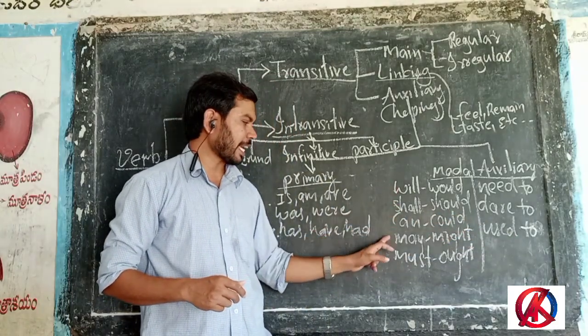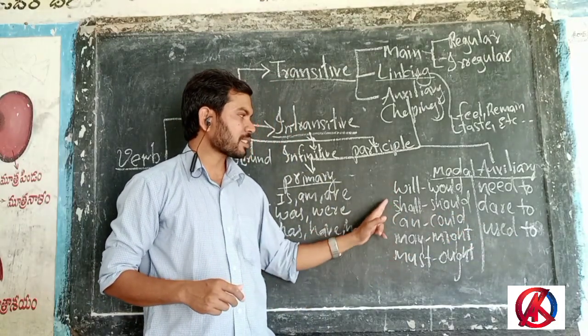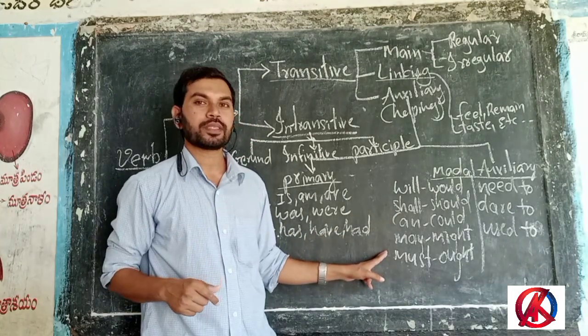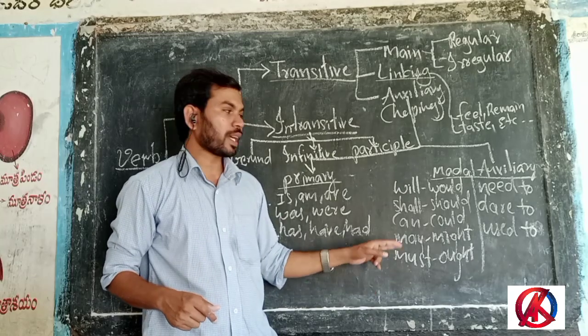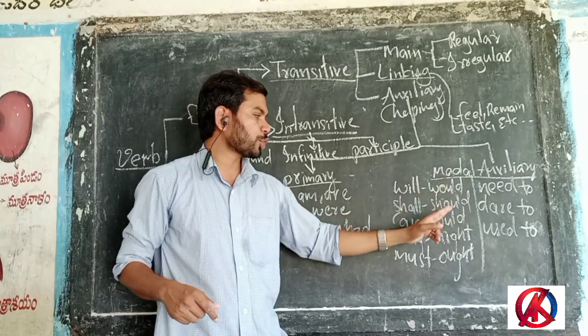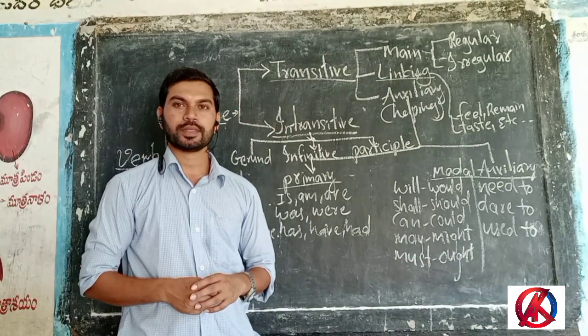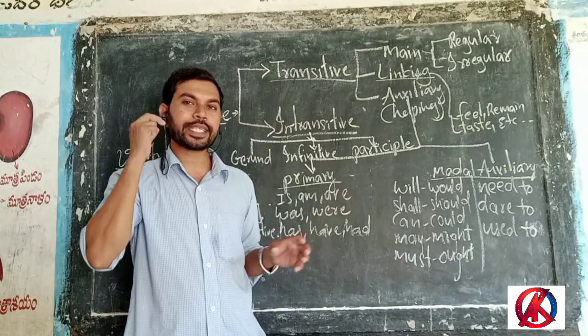Here will, shall, can, may, must are V1 forms. It is a present form. For these, the past forms are would, should, could, might and ought. This is all about what is verb.